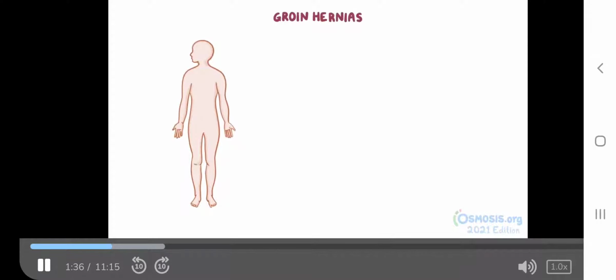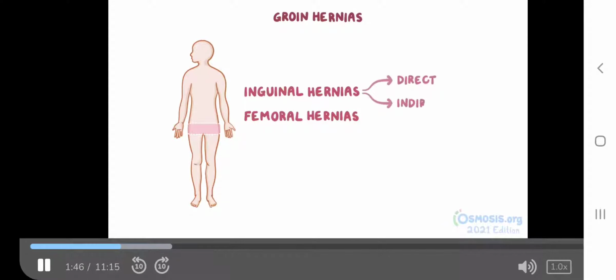The most common type are groin hernias, and they occur at the lower margin of the abdomen where the thigh meets the hip. Groin hernias are classified into inguinal and femoral hernias, and inguinal hernias are further classified into direct inguinal and indirect inguinal hernias.